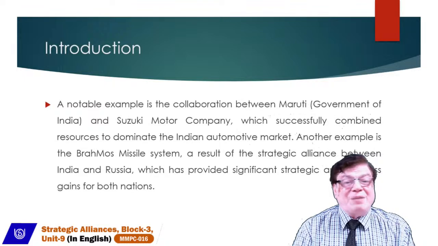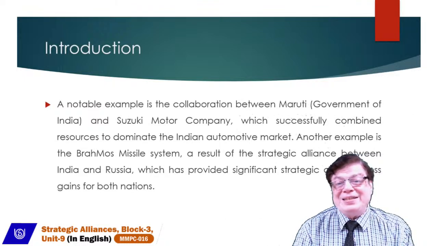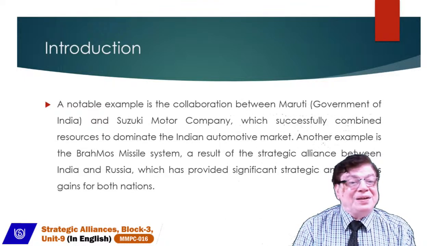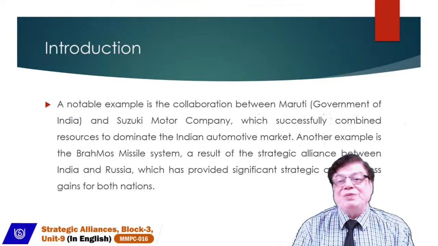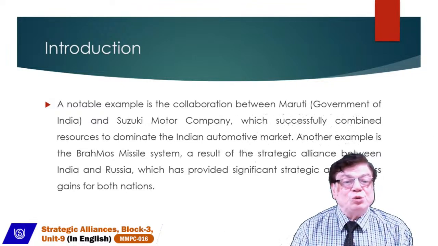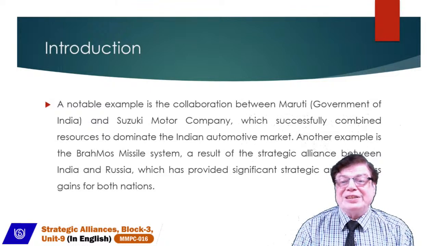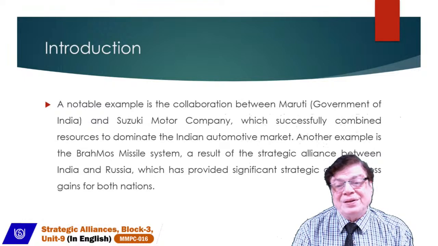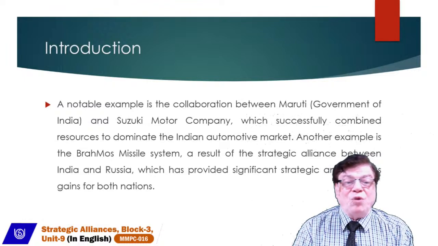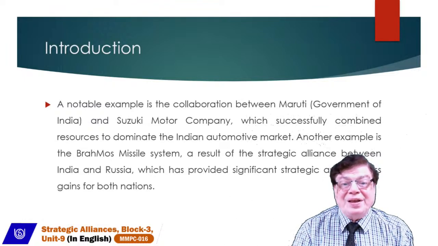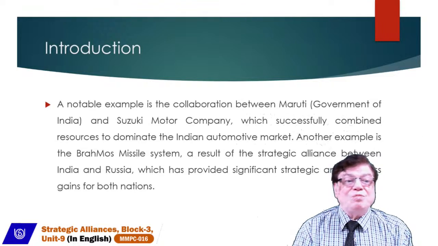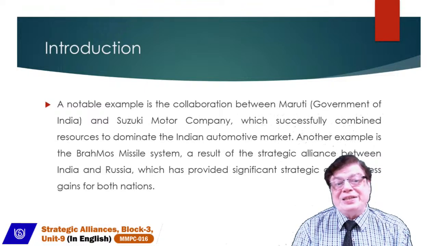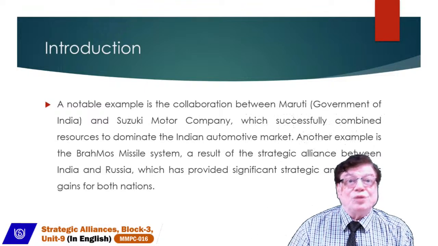So the examples of strategic alliance are, a notable example is the collaboration between Maruti, Government of India, and Suzuki Motor Company, which successfully combined resources to dominate the Indian automobile market. Another example is the BrahMos missile system, a result of the strategic alliance between India and Russia, which has provided significant strategic and business gains for both nations.